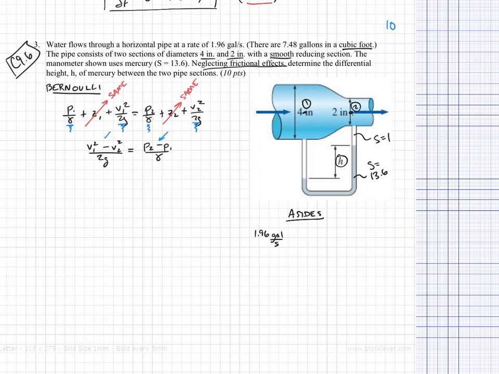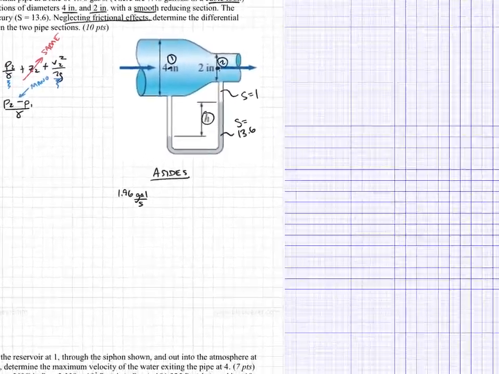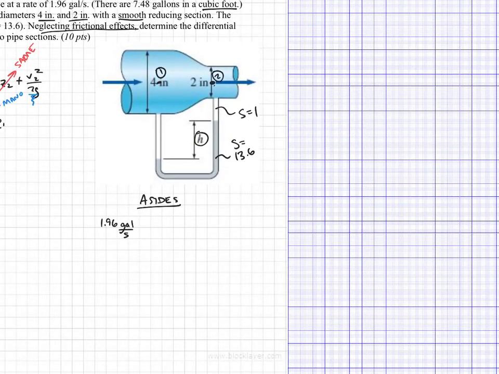So, what this means now is I need to get the manometer for this, and I need to do some continuity for this. Okay, so let's go down to my asides, and I'm going to start with continuity over here. The first thing is I've got to deal with this 1.96 gallons per second, so I'm going to do that with 7.48 gallons per 1 cubic foot. That's going to give me a really annoying number, 0.26203 cubic feet per second.